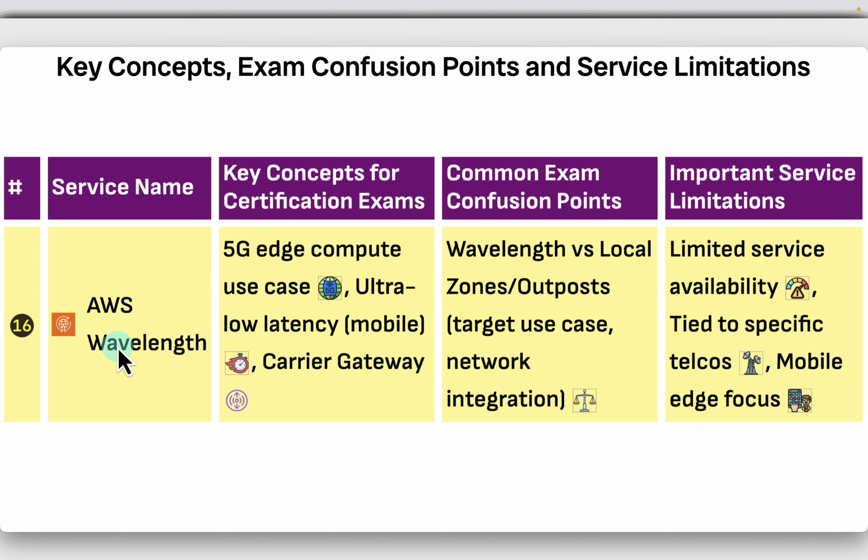Next, AWS Wavelength. Key concepts are 5G edge compute use case. So this is very specific: ultra low latency, mobile and carrier gateway. Common exam confusion points are Wavelength versus Local Zones and Outposts. So target use case, network integration. Important service limitations: limited service availability, and it is tied to specific telcos and mobile edge focus.